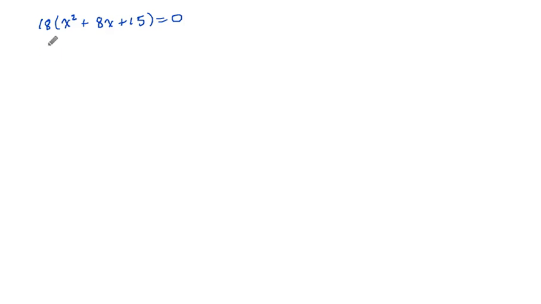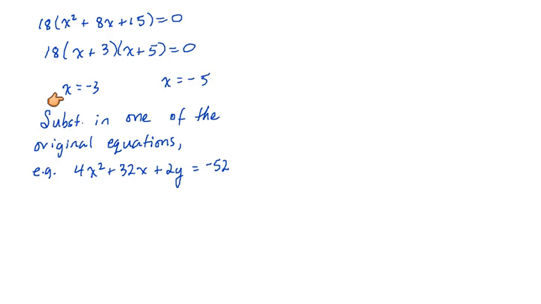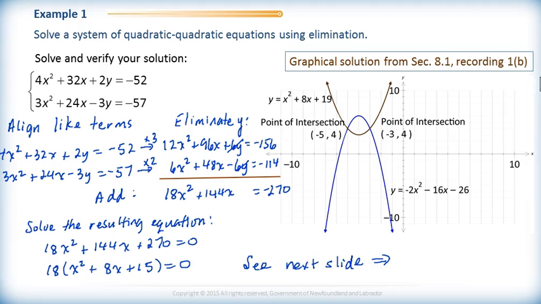Over on this new slide, the x squared plus 8x plus 15 factors quite nicely as x plus 3, x plus 5. So we get two possible answers, x equals negative 3, x equals negative 5. Now we have to choose an equation to substitute into, so we get the y value. They're both quadratic, not much difference in the difficulty level. I'll choose this one simply because the coefficient of my y is positive.